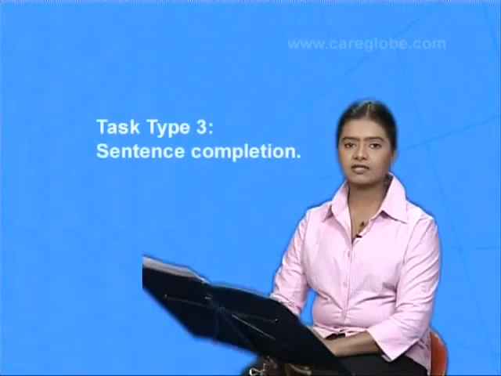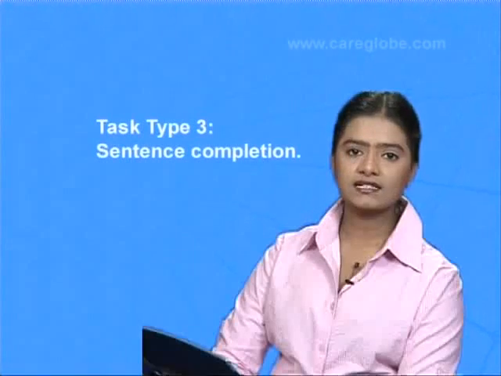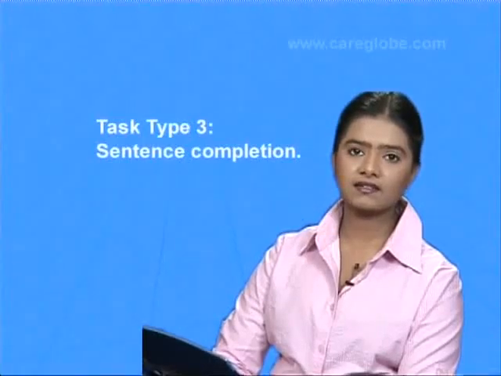Now let's see about task type 3. It is a sentence completion. You can find a passage, or it may be given in the form of a table sometimes. And there are different forms, like sometimes they give a list of words, and you need to choose the appropriate words from the passage and fill the blanks. Now I'm going to give 2 different examples and explain how to find out the answer.